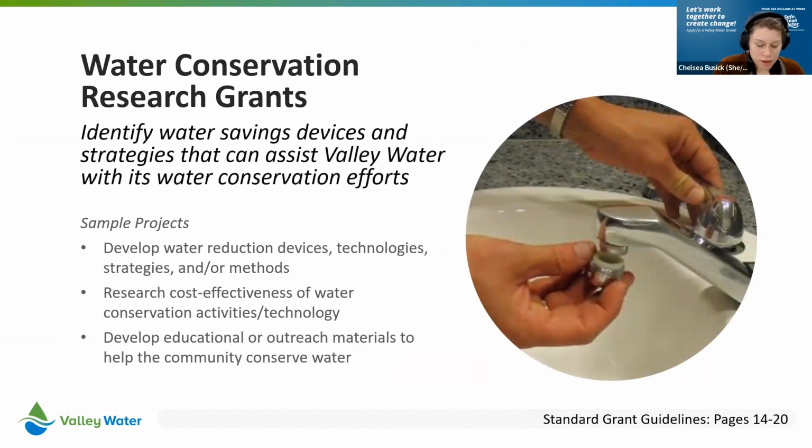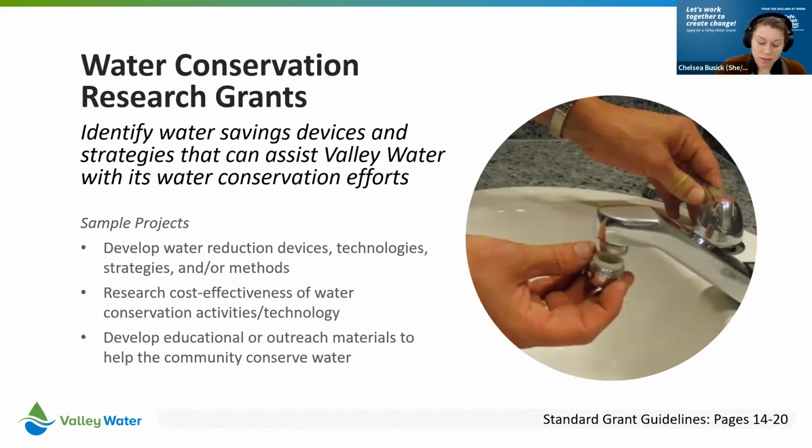So the water conservation research grants are for projects to study and test new or uniquely applied water conservation activities. Applicants are encouraged to undertake research projects of new, repurposed, or innovative water conservation programs and technologies. The primary goal of this is to identify water-saving devices and strategies that can assist Valley Water with its water conservation efforts. The funded project should be able to measure how much water is saved. This is the only project type that for-profit organizations can apply for.